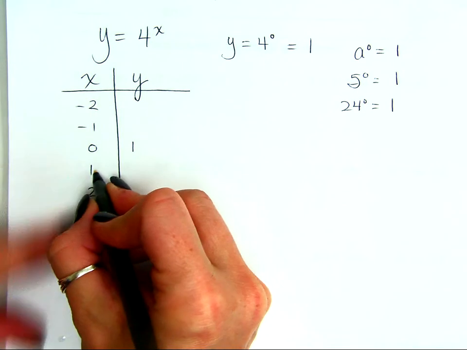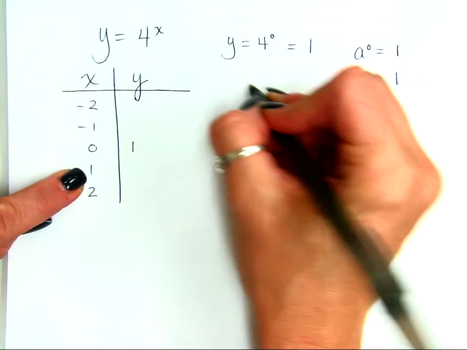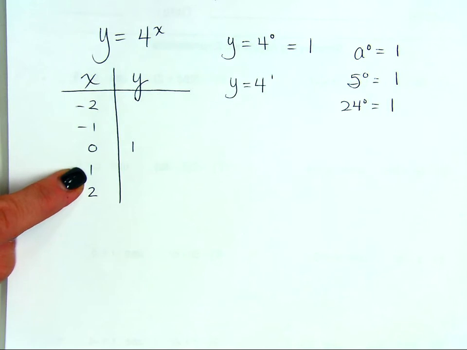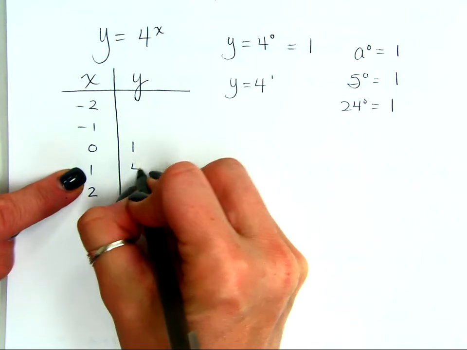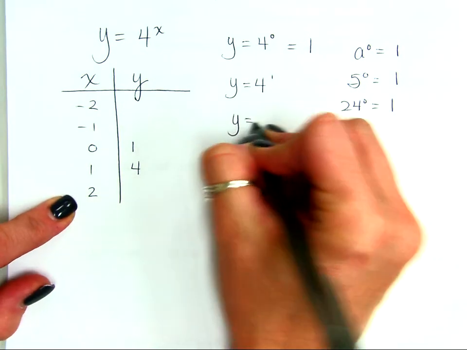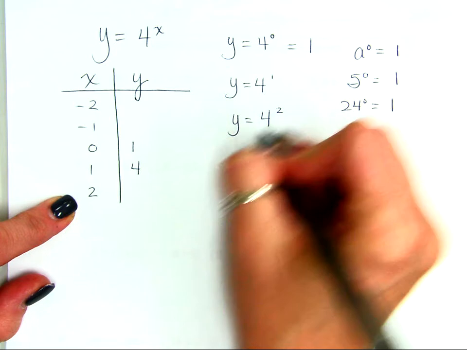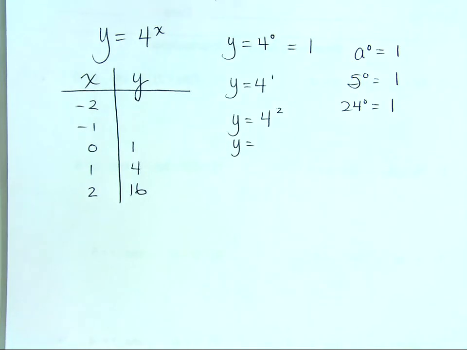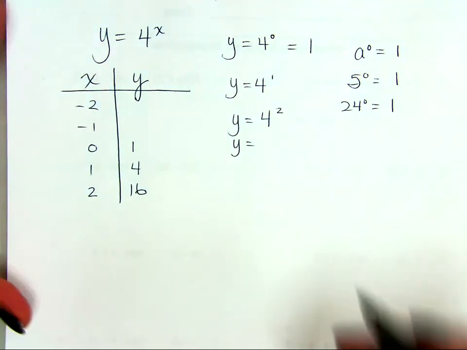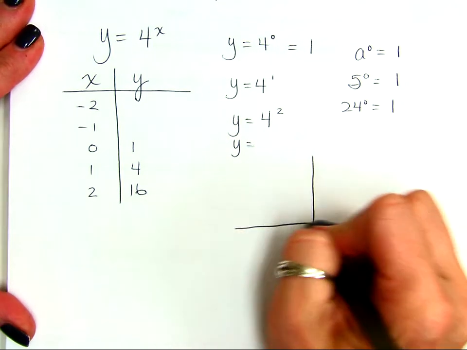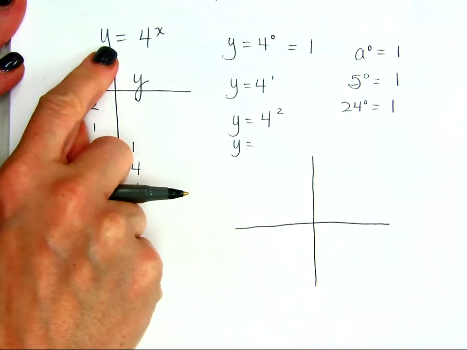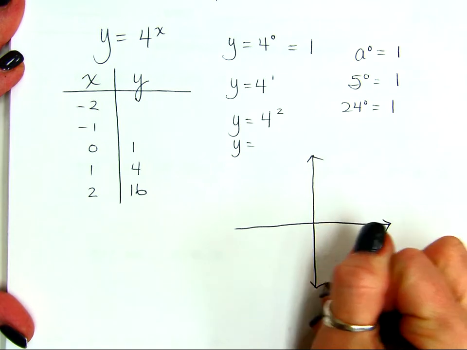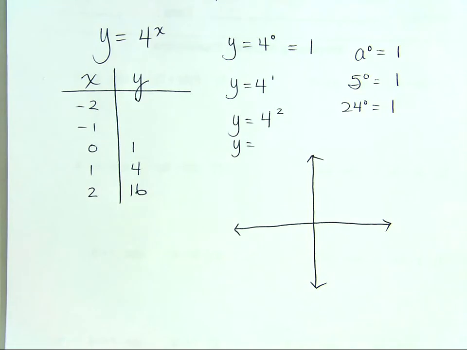Now let's make that exponent a 1, meaning y equals 4 to the first power. Well, 4 to the first power means just 4. So that's 4. Now let's make that exponent a 2. That means that y is going to be 16, okay? So, and remember, your ultimate goal is to get this onto your graph. So I have 3 really important points, okay?